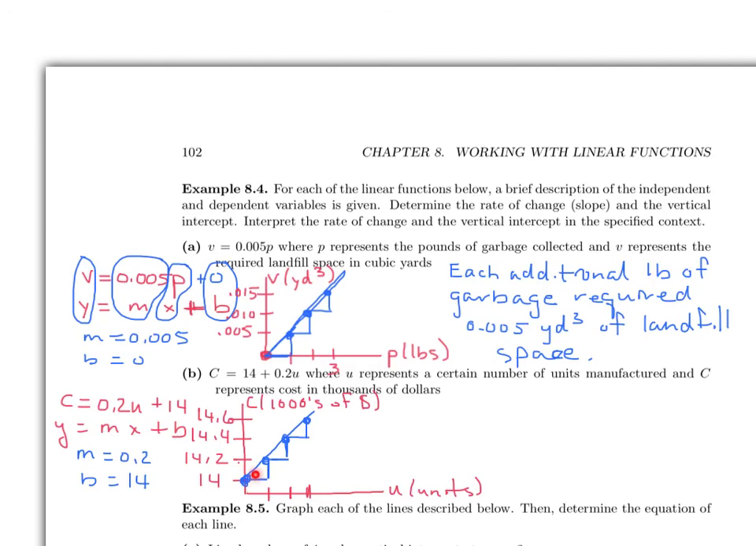In other words, we haven't produced any units yet. So no units have been produced, yet there is a cost of $14,000. Remember that when you're producing something for sale, it costs money even before you start producing your items. So this $14,000, maybe you could think of it as startup costs. So now we've interpreted the b value. Next we interpret our slope.